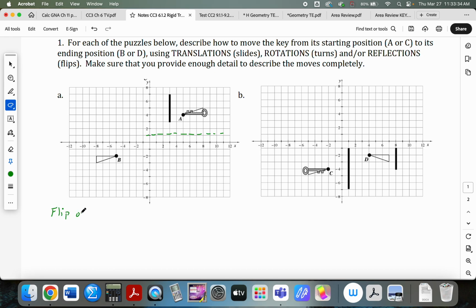So let's see. Flip over y equals 1. If we do that, that's 1, 2, 3, 1, 2, 3. And I'm not going to try and draw the key. I'm just going to draw the triangle and the dot. Okay, and then what? And then you can flip it again at x equals 0, I meant.